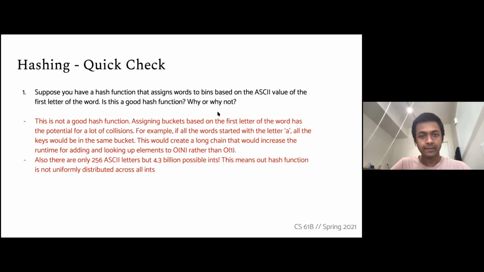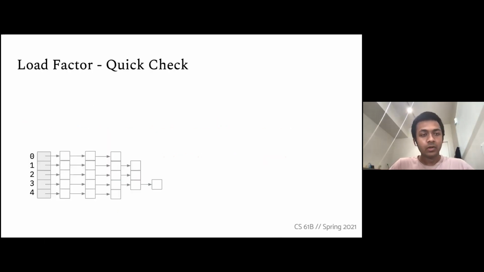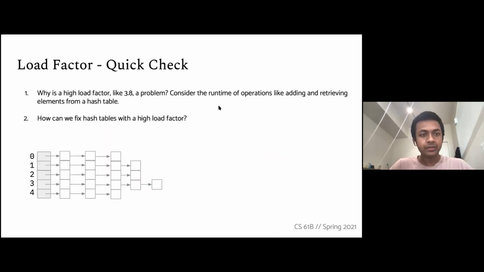Okay. So this is just some discussion on load factors. Why is a high load factor a problem, for instance, 3.8? And how can we fix hash tables with a high load factor?